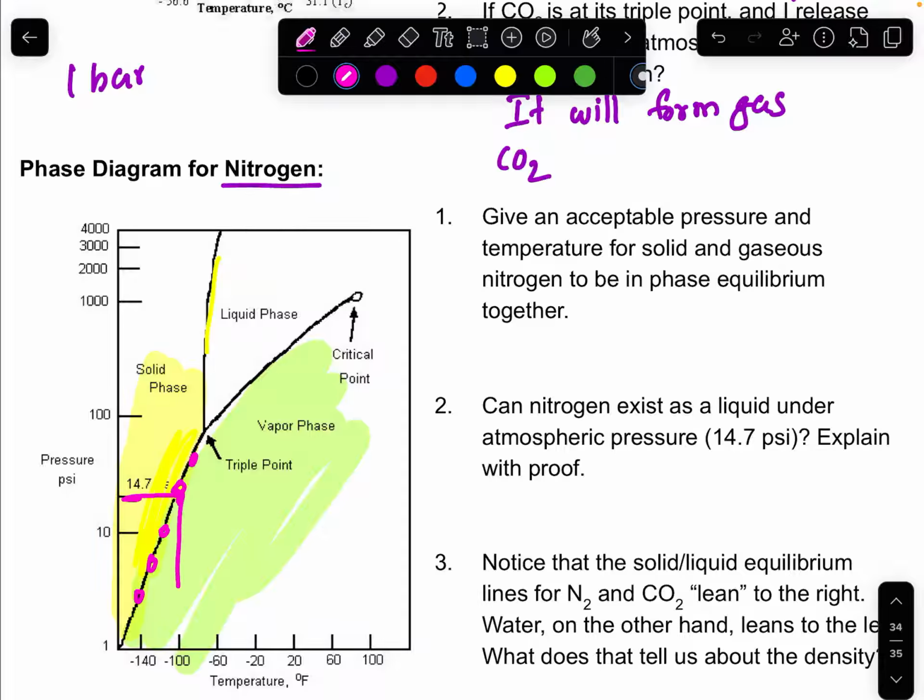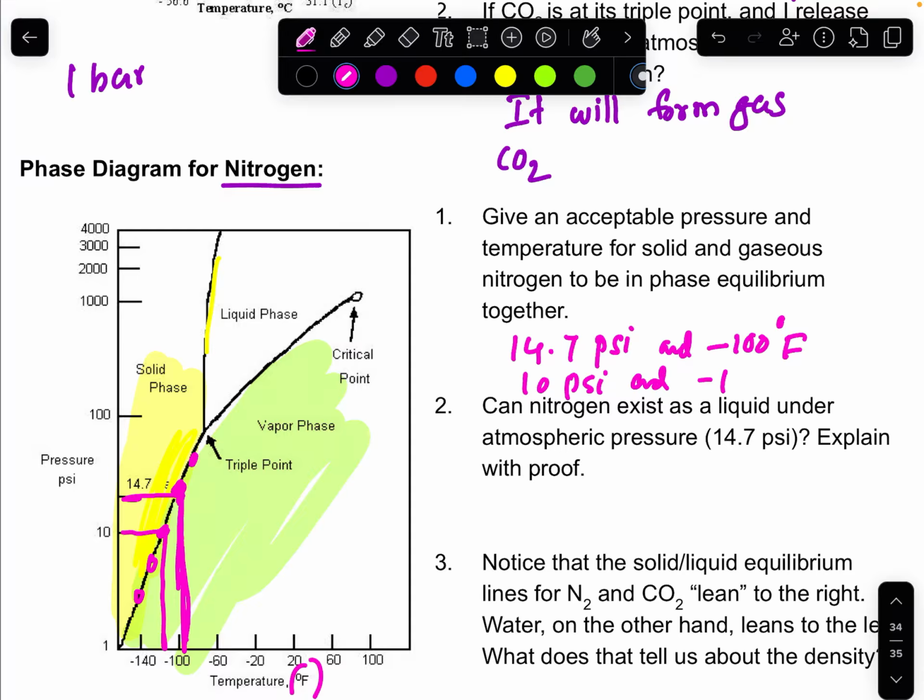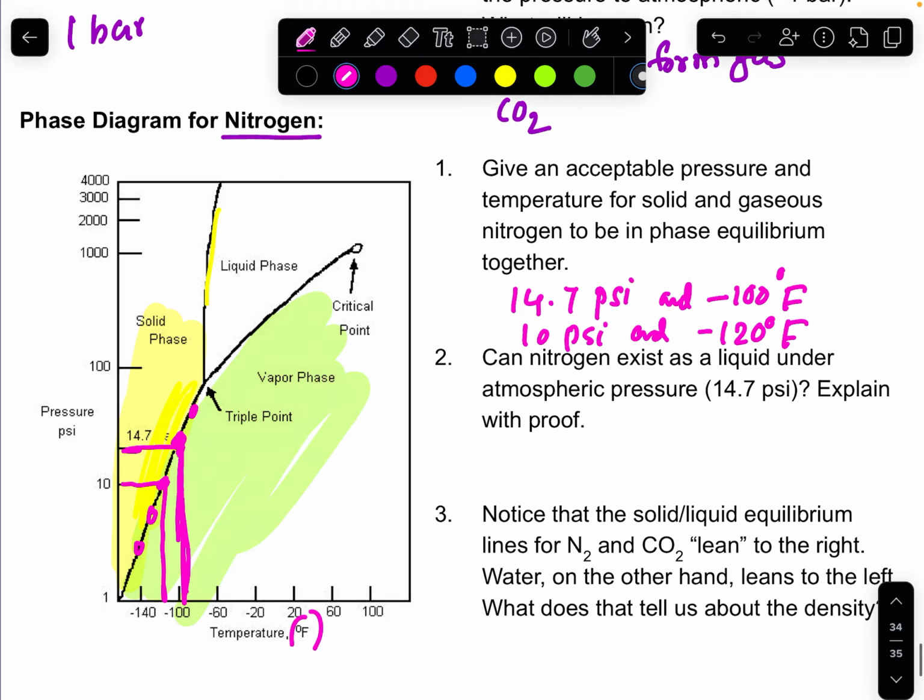if it is 14 psi, the temperature will be what? Minus 100 degree Fahrenheit. It's given in Fahrenheit. Okay, so 14.7 psi and negative 100 degree Fahrenheit. Or if it is 10 psi, you can say it is 140. That will be negative maybe 120 degree Fahrenheit. Okay, so that is that.